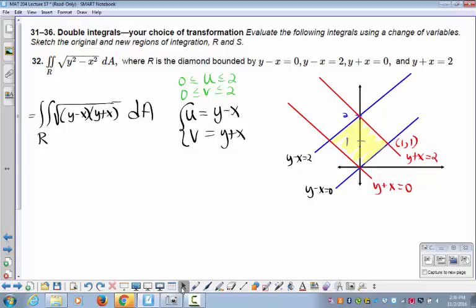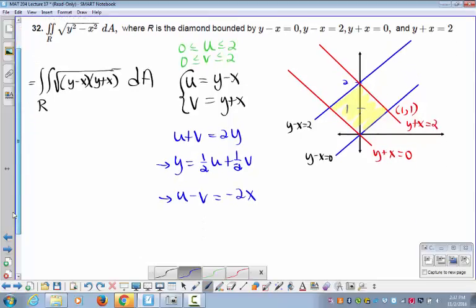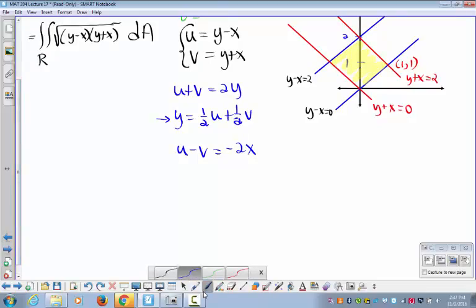Now, to do our Jacobian, we have to have x and y solved as dependent on u and v. Again, go back to polar and think, oh yeah, we have x equals r cos theta, y equals r sine theta. So we always have to get x and y equal the other variables. So we need to do some math here. Adding the equations together eliminates the x. That allows us to solve for y nice and neatly. If we subtract equation 2 from equation 1, the y's disappear and we can solve for x. If we subtract, we'll get u minus v equals negative 2x. Divide by negative 2: x equals negative 1 half u plus 1 half v.